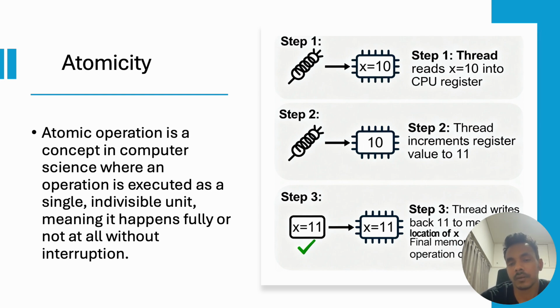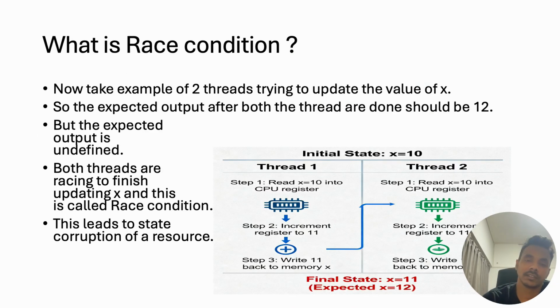So when these three instructions are executed without any interruption, as a single indivisible unit, we call that an atomic operation. Okay, so now you understand what is atomicity, or how x equal to x plus 1 happens. If at any point of time this operation is disturbed by someone else, then there will be some problem. Now what is that problem? That problem is called race condition.